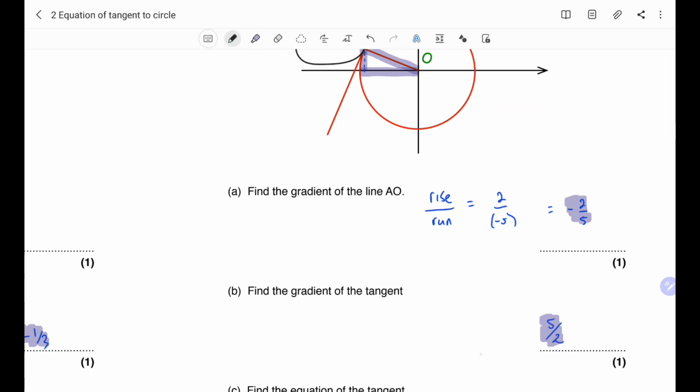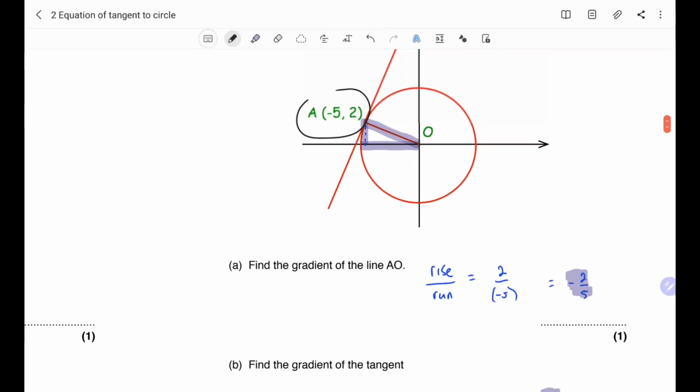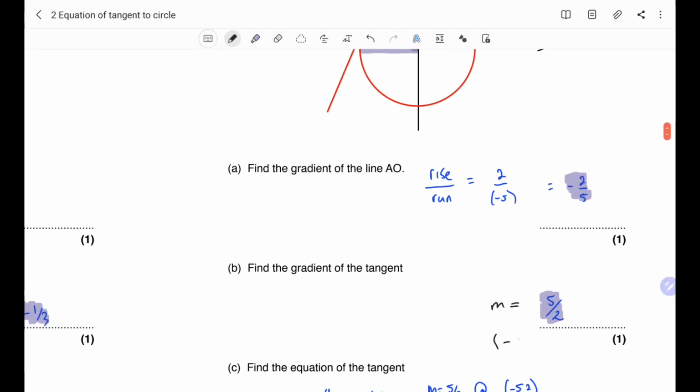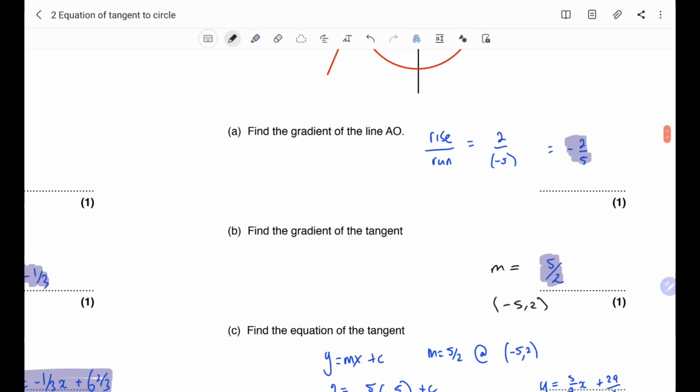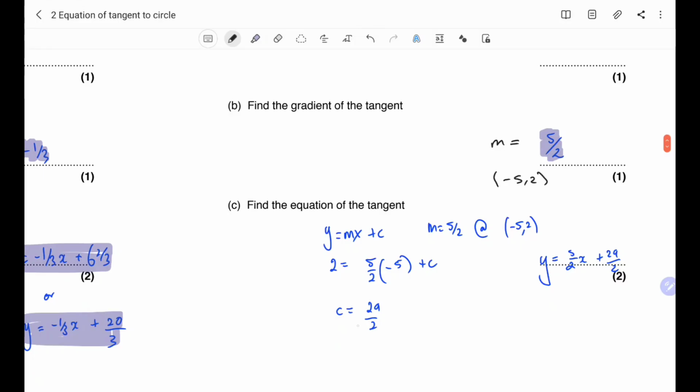So we have the gradient of the tangent. We have a coordinate that it goes through from the diagram, minus 5, 2. So we plug all of this information in to y is equal to mx plus c, and we get our value of c, and then we do y is equal to mx plus c. So y is equal to 5 over 2x plus 29 over 2.